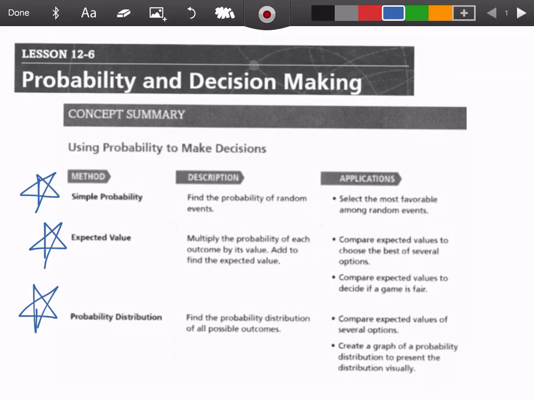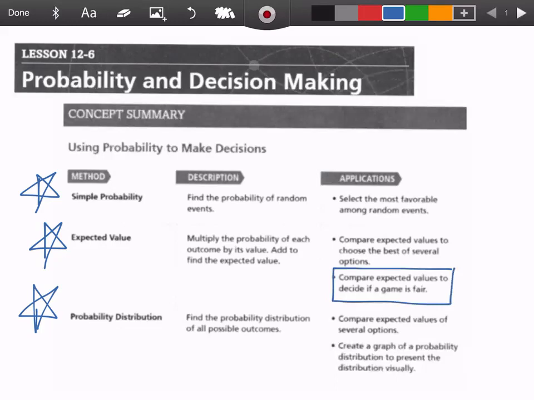And this is a good summary of all three of those. You can read the descriptions of each one of them. You can also look at the applications of when we use them. For simple probability, we use them to select the most favorable outcome among random events. Expected value is used to compare expected values to choose the best of several options, and to decide if a game is fair. That's going to be important today in our example.